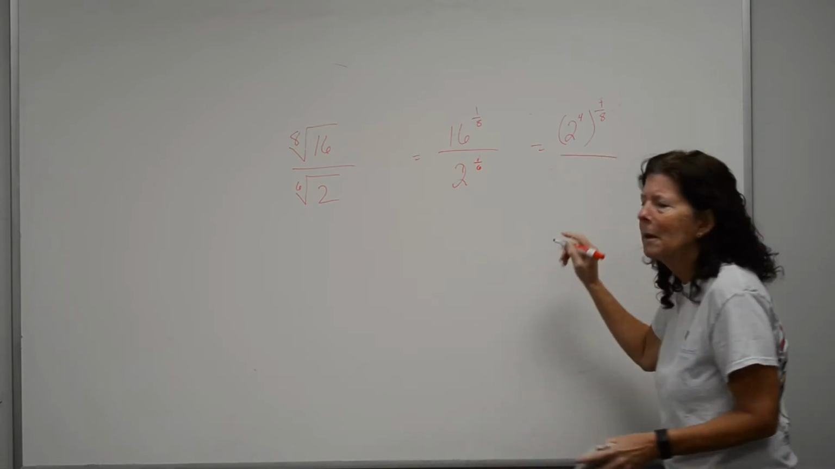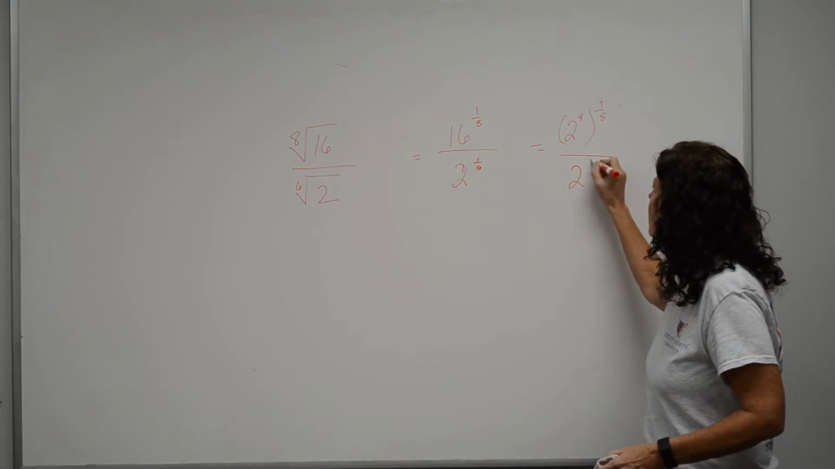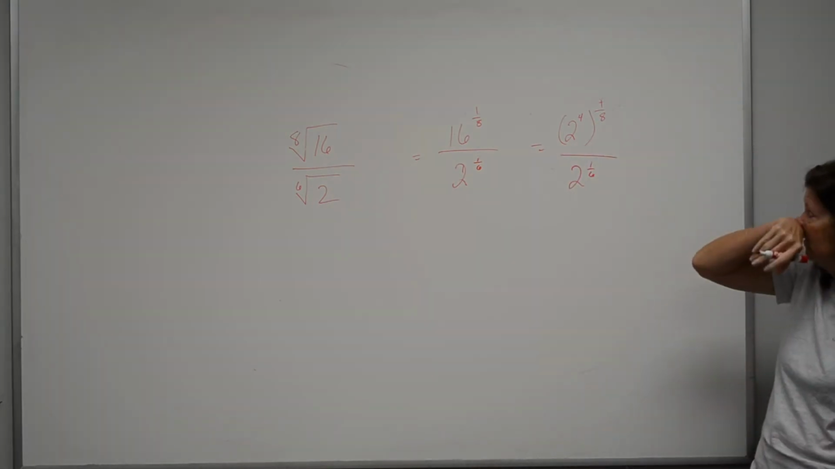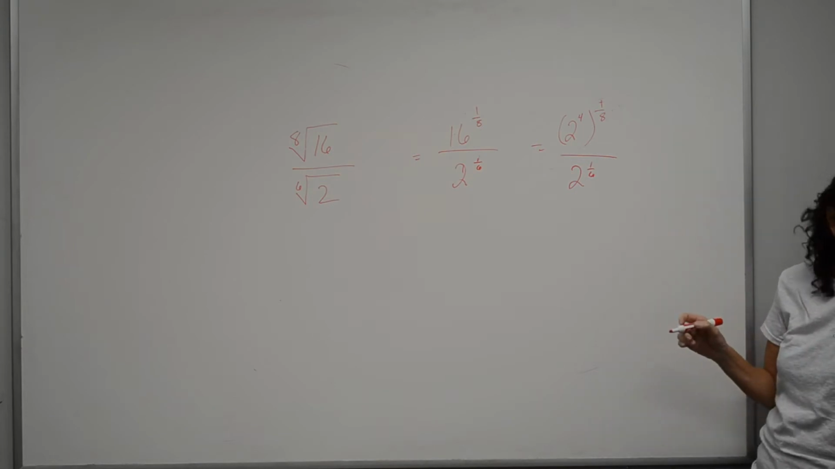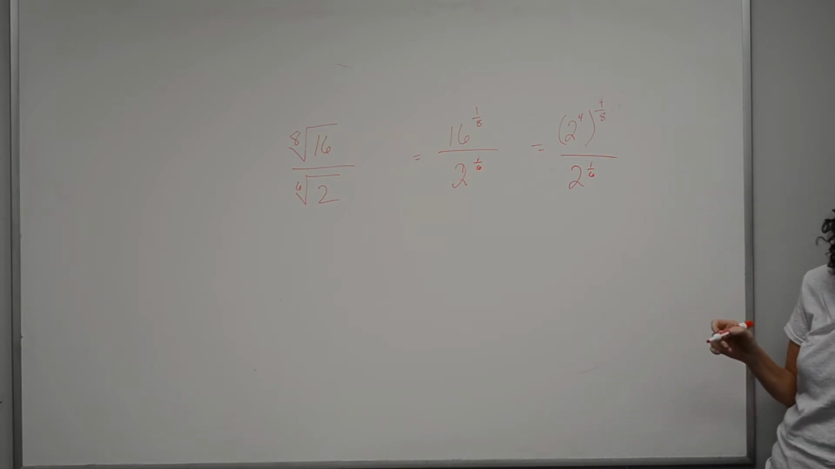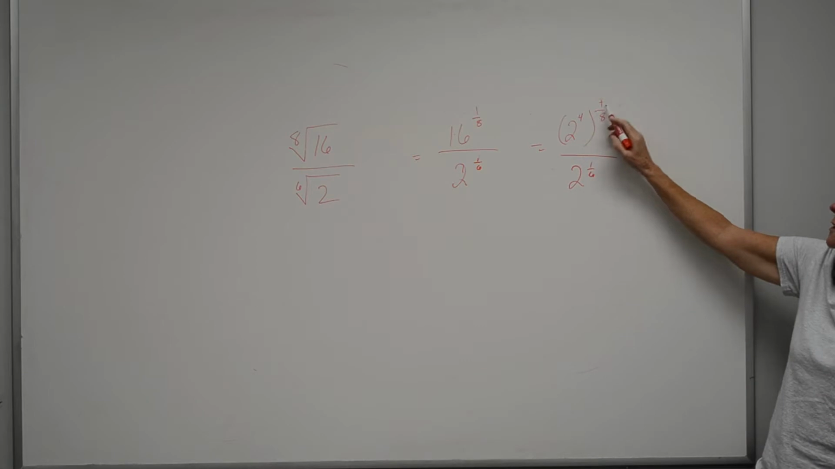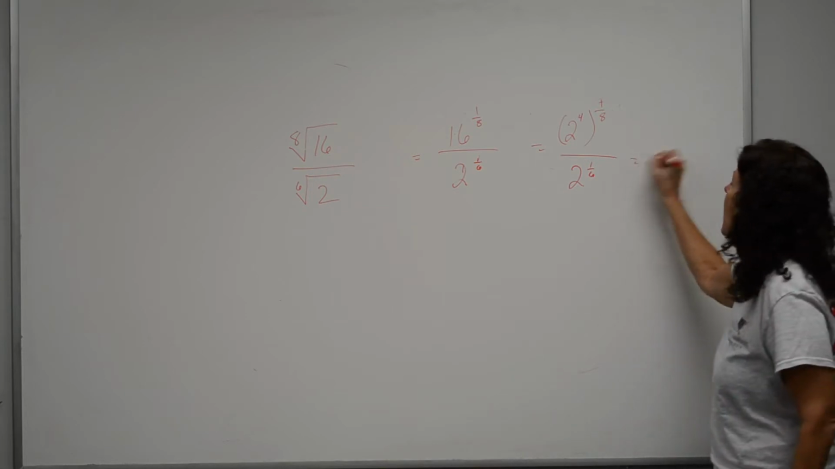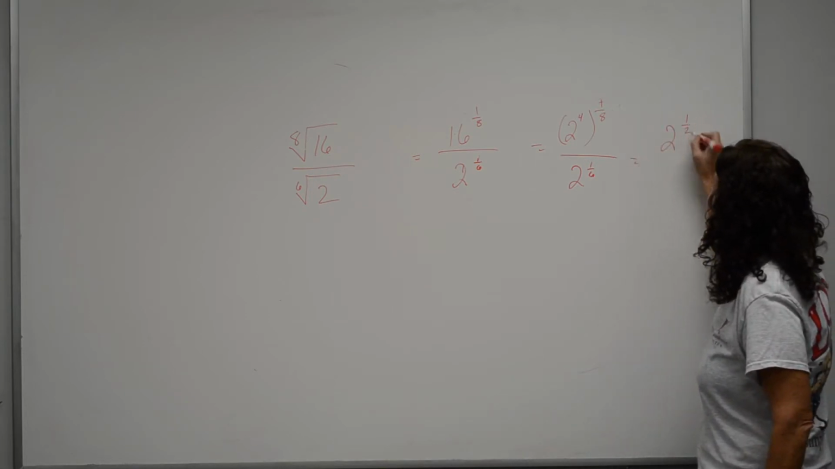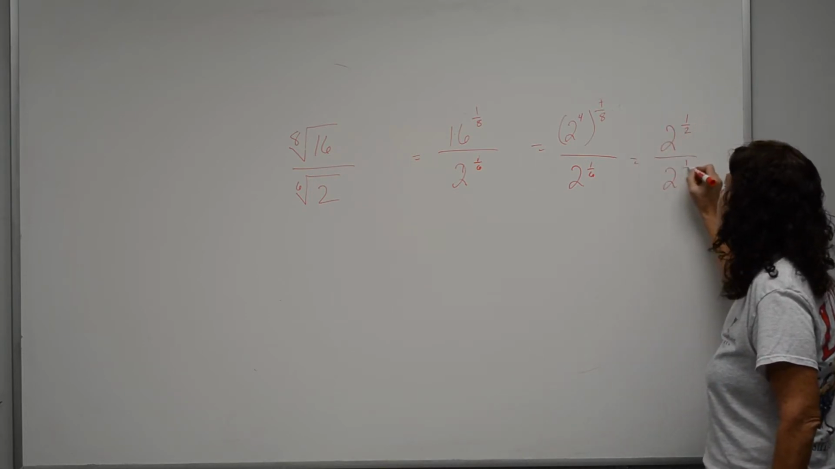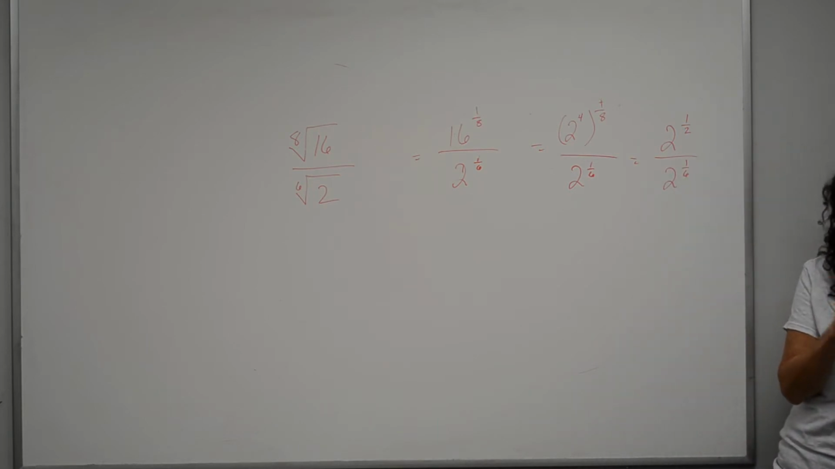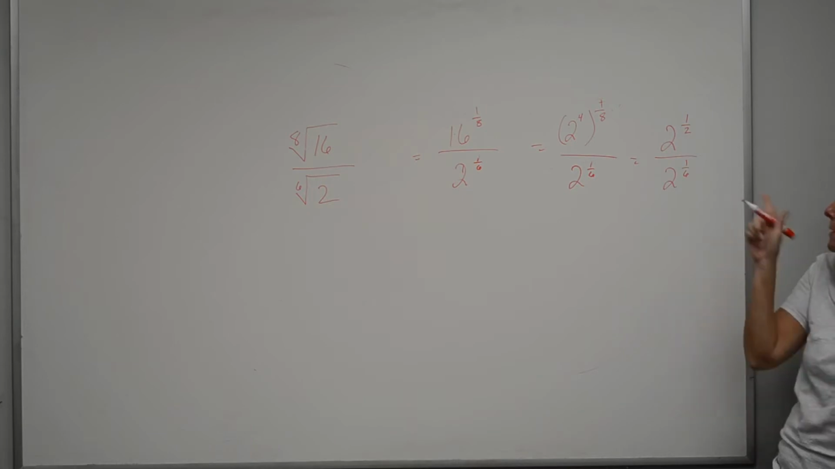Okay, so I have 2 to the 1/6 on the bottom. What do I have on the top? Four times 1/8 is 4/8. 4/8 reduced down is what? 1/2. So I have 2 to the 1/2 power and 2 to the 1/6 power. Now, if the base number is the same, what am I going to do with my exponents? Subtract them.